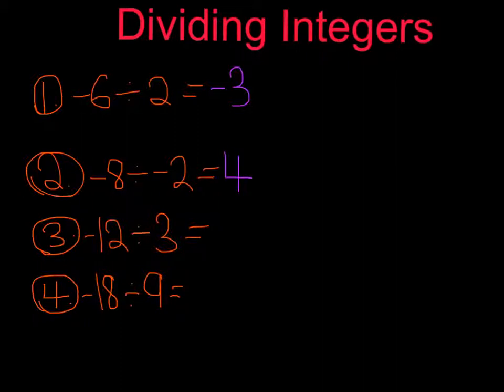For number 3, we're dividing a -12 by a positive 3, which means that our answer is going to be a -4. For our final example, we have a -18 being divided by a positive 9. So one negative number and one positive number is going to equal a -2.